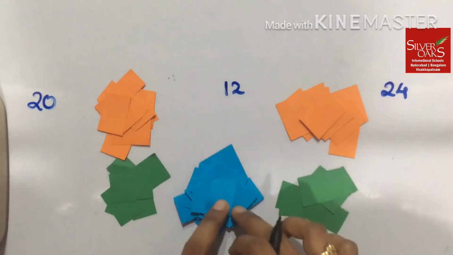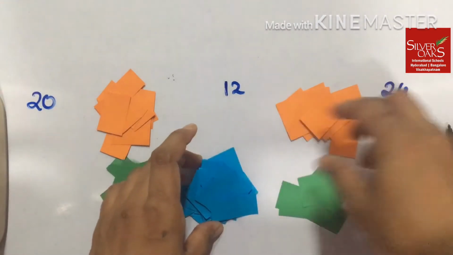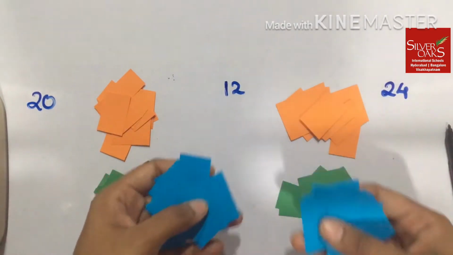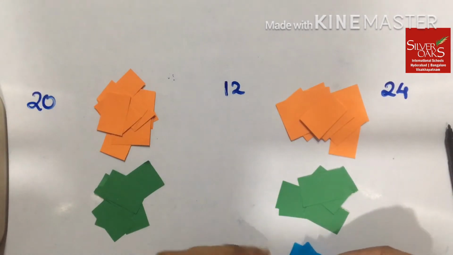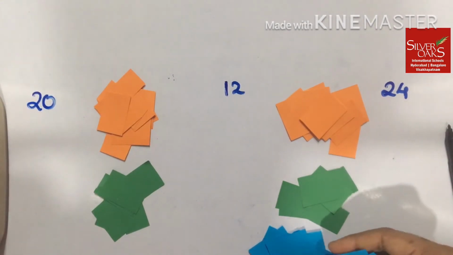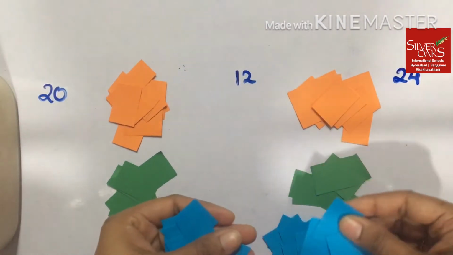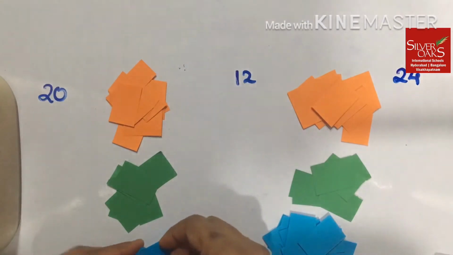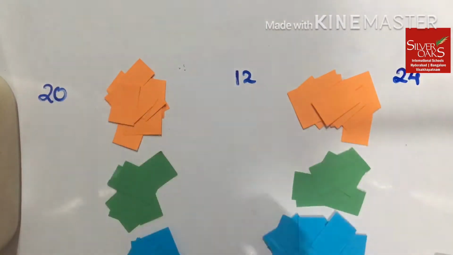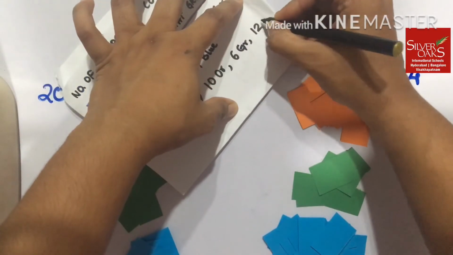Now I have to equally distribute my blue also in both the groups. I have 24 blues, so 12 in each group. 1, 2, 3, 4, 5, 6, 7, 8, 9, 10, 11 and 12. So I have taken 12 over here. So I'll have 12 blue.